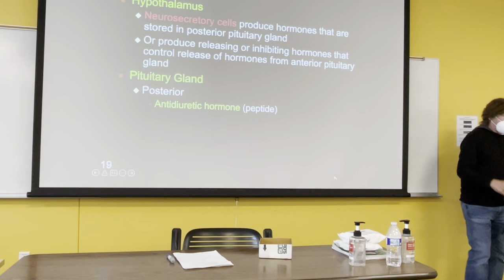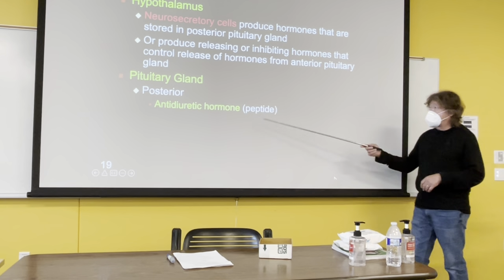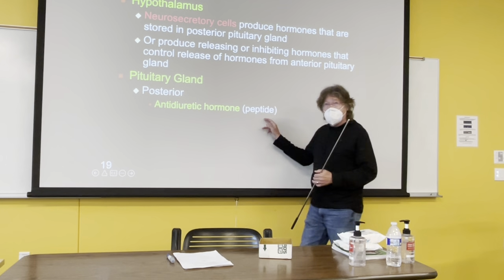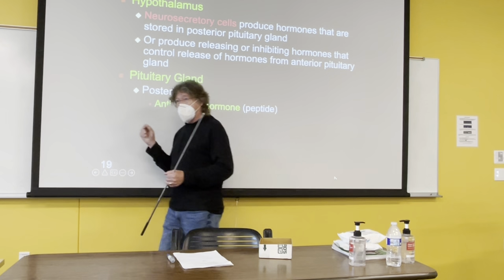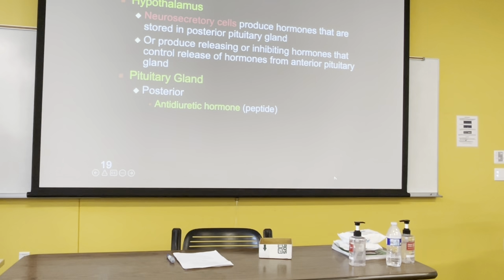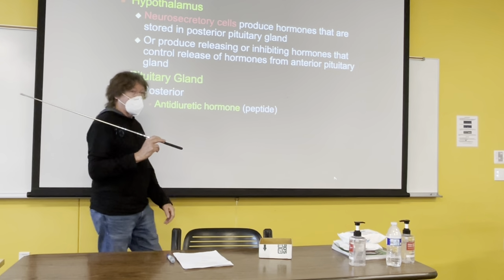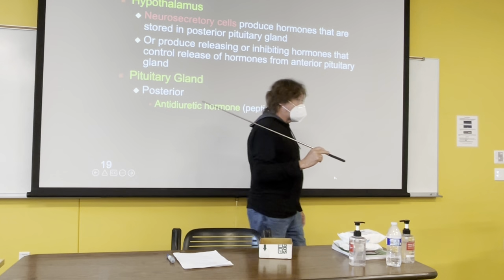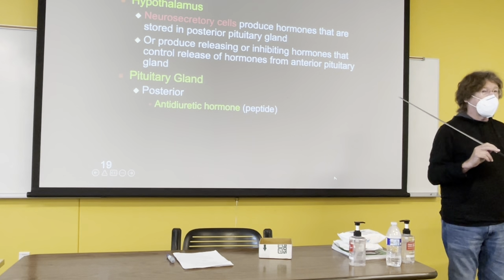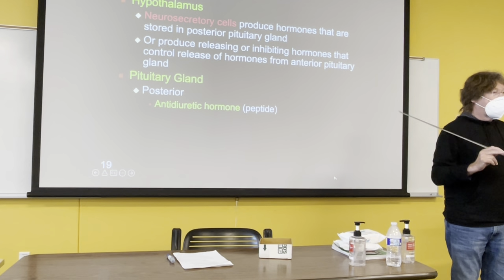So posterior pituitary, we've already come across this once, antidiuretic hormone. This is a peptide. I believe it's about 7 amino acids. You don't have to know that because I'm guessing right now. Something between 7 and 9. So it's not a real big peptide, but it is a peptide. So what is the target? Collecting ducts, exactly. And what does it lead to? Keeps you water. How? By bringing in solute.